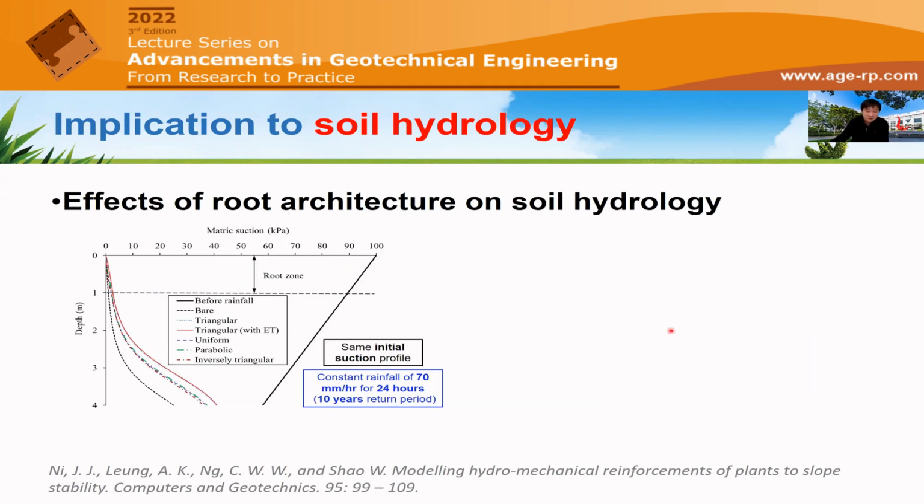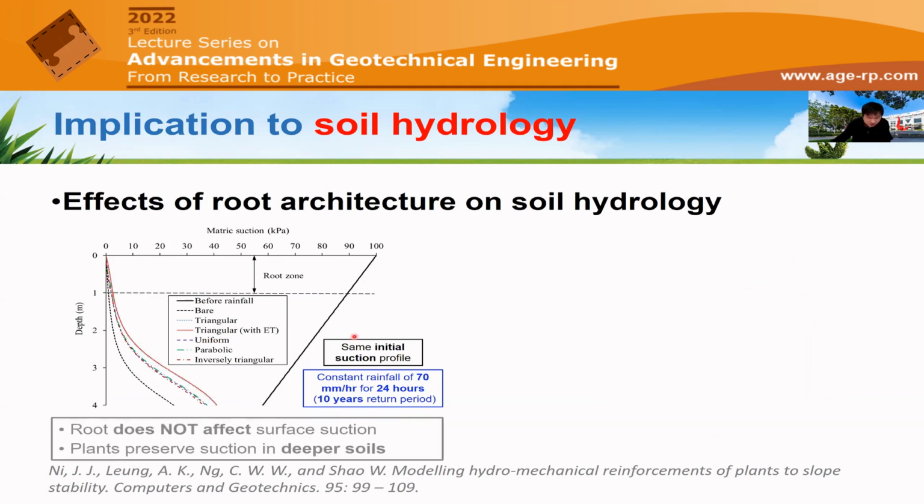Okay, so let's take a look at the soil and slope hydrology before we move to the stability. This plot is showing the suction along depth, and the solid line represents the hydrostatic condition before rainfall. Now we impose a rainfall of 70 millimeters per hour on the slope and see how the suction responds. These lines represent different root architectures, so you do see some effects of root architecture on the distribution of suction.